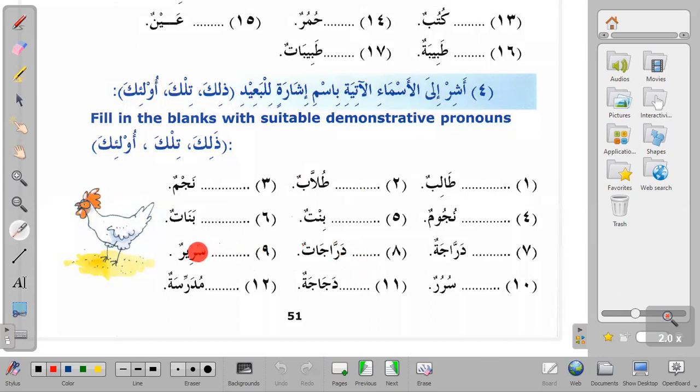Okay. They'll have here sarirun. So you use zalika sarirun. Zalika sarirun. Because sarirun is masculine here. Okay. Then the plural is sururun. So sururun here, you have to use tilka. Okay. So let me give you an example. Fiha sururun marfu'ah. So let me try to see the ayah. That particular ayah is fiha sururun.